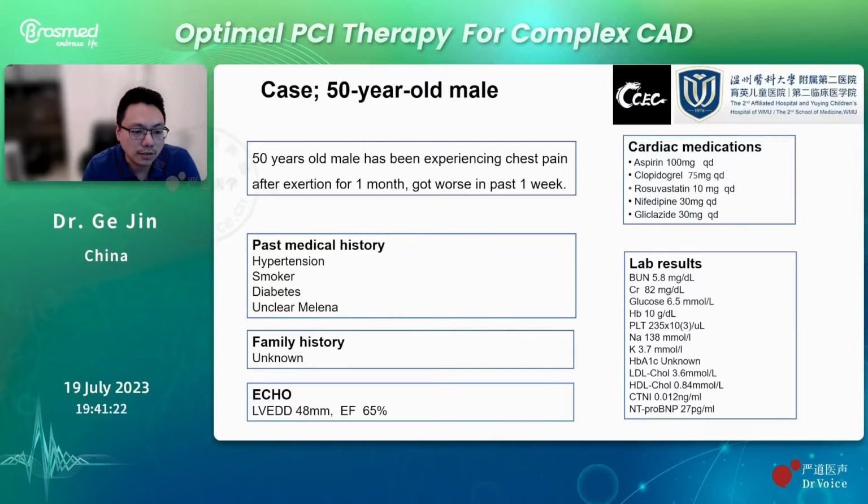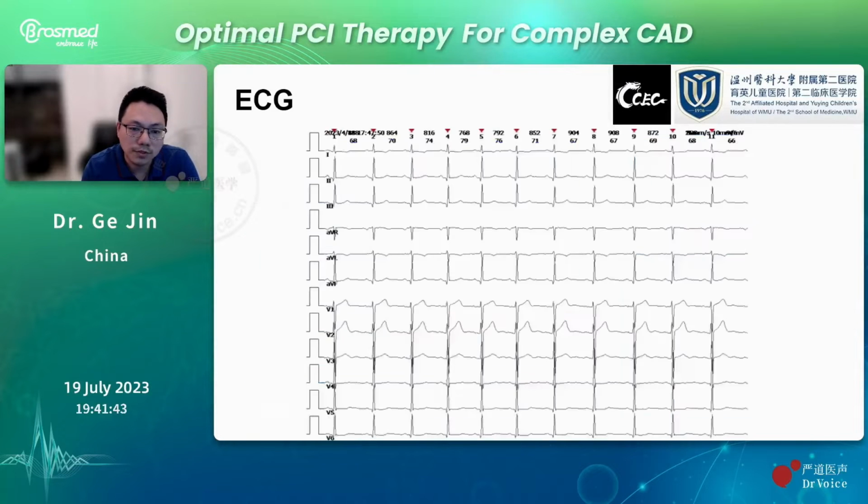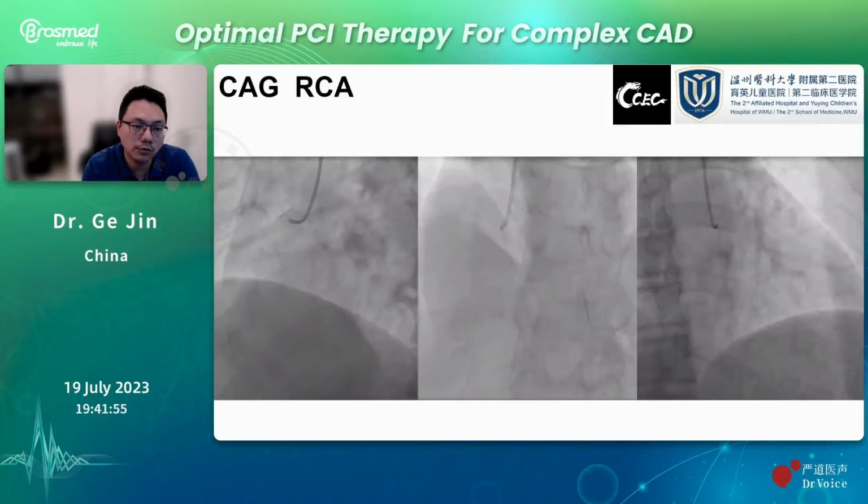We can also see the echo data: LVDD is 48 millimeters, ejection fraction is okay. For the lab result, the hemoglobin is only 10, so maybe the patient has some problem with melena. But the patient has chest pain, so we have to do the PCI. We see the ECG, not a big difference. We only see some ST changes in lead AVF, and we have some small Q waves. So let's go to angiography.